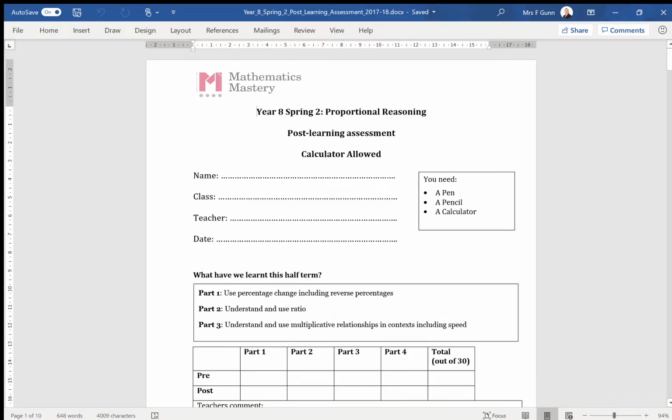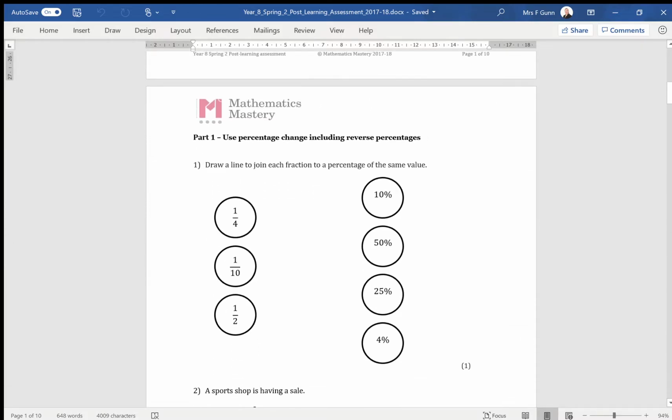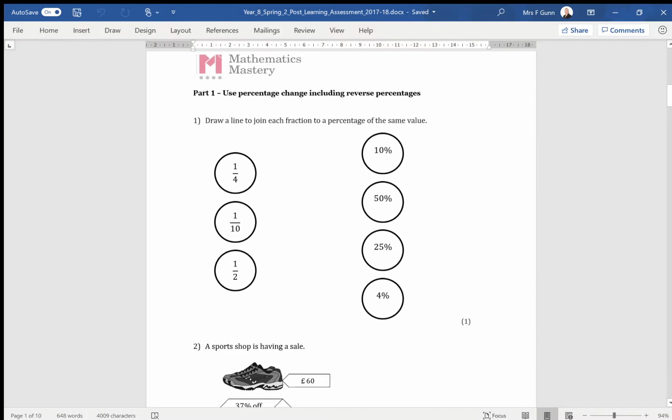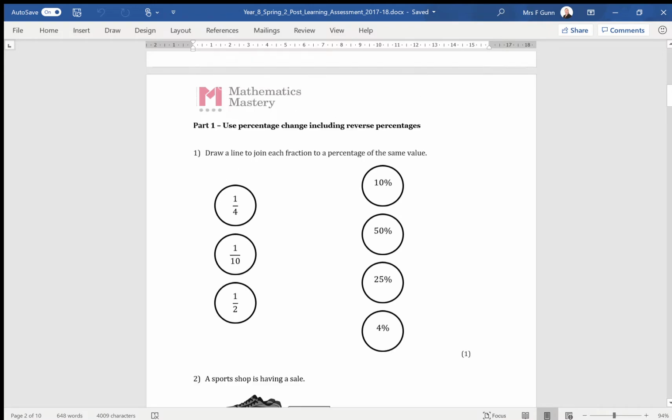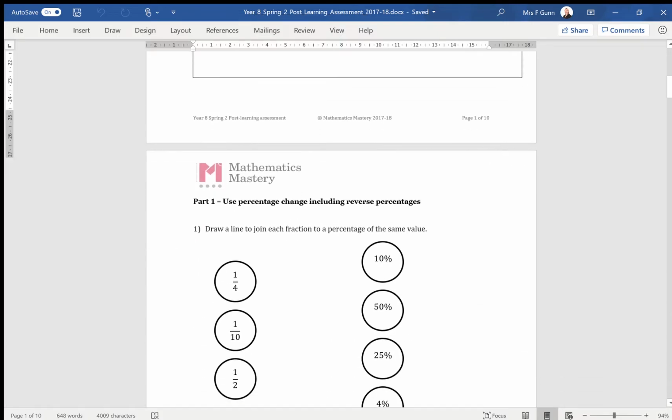This is a video walking you through the paper that you have just done for me as your assessment. So this should be what you have here. Most of you have done it for me by now. So here we go. Join a line, it's a calculator paper, isn't it? Yeah, calculator allowed. So I'm just going to grab my calculator to hand. Lovely. So draw a line.